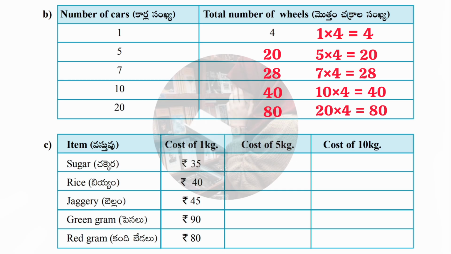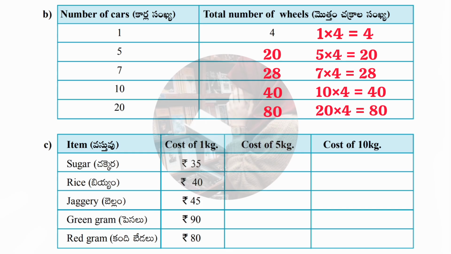Let's move on to the third problem, where one table is given with 4 columns. The first column is item, the second column is cost of 1 kg, the third column is cost of 5 kgs, and the fourth column is cost of 10 kgs. Okay, let's see. The first one is sugar. Sugar's 1 kg cost is 35.